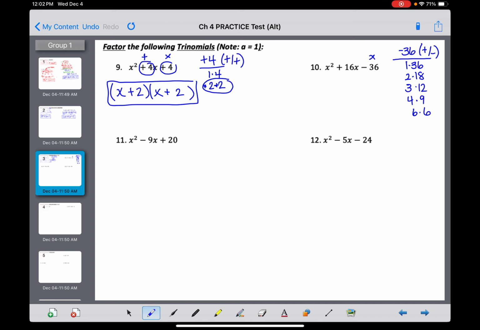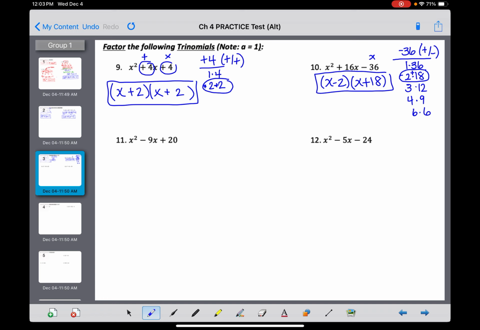I'm looking for a pair that adds to make 16. And remember, I need one of them to be positive and one of them to be negative. So really, I'm looking for a pair that is 16 numbers apart. Well, when you find that, it is 2 and 18. And if I want a positive 16, I know the 18 has to be positive and the 2 has to be negative. So then I end up with x minus 2 times x plus 18.